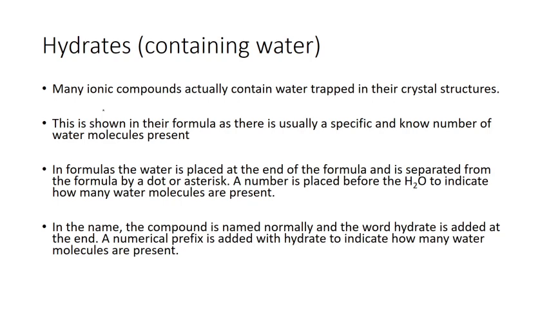In the formula, the water, H2O, is placed at the end, separated by a dot or asterisk, and a number is placed before H2O to indicate how many water molecules are present. When we're naming it, the compound is named normally, and the word hydrate is added at the end with a numerical prefix. These numerical prefixes are in your periodic table packet. You're not going to have to memorize them, but hopefully several of these will be familiar to you, so you won't have to worry about them too much.